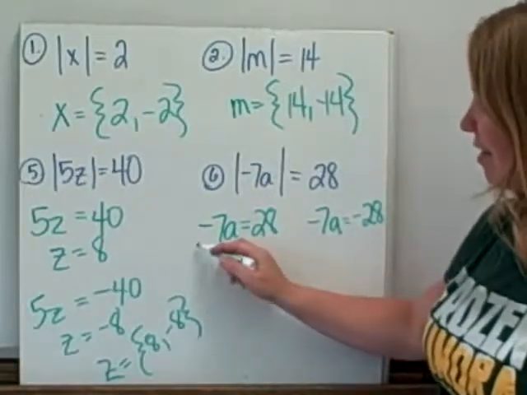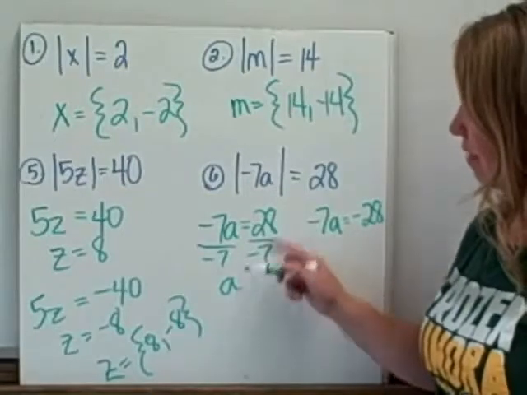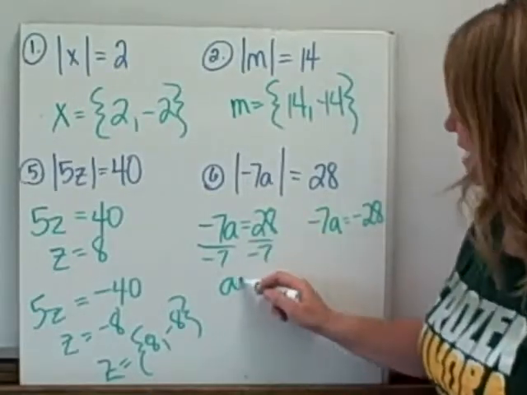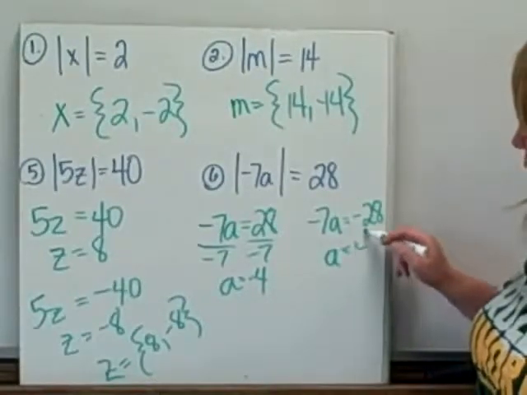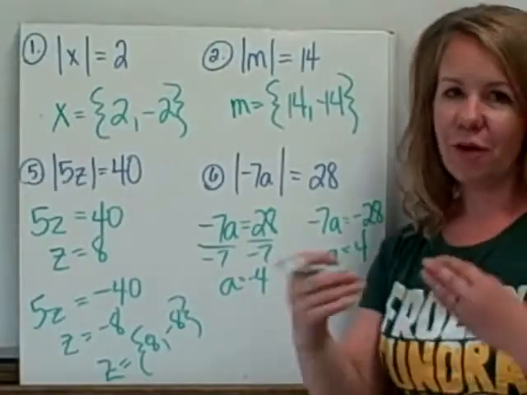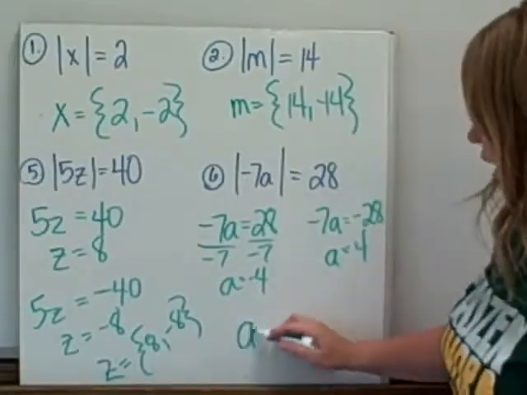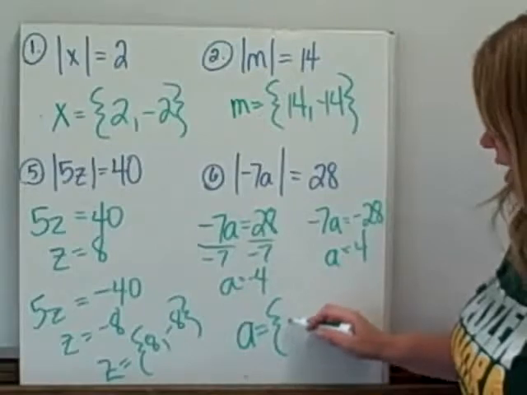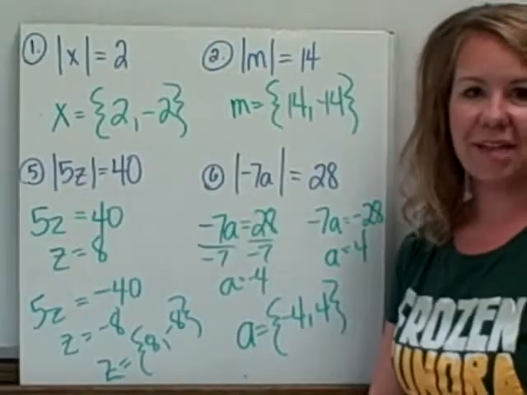As you are solving this, you guys know this means to divide by -7. 28 divided by -7 is -4. And as you do it to this side, your solution would be +4. Your final answer is the combination of both those solutions. So A equals, curly brackets, -4 and +4.